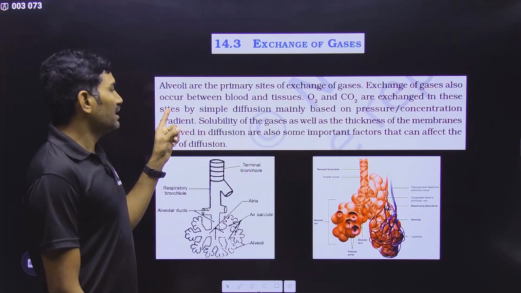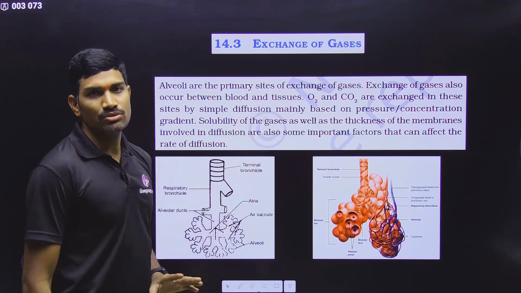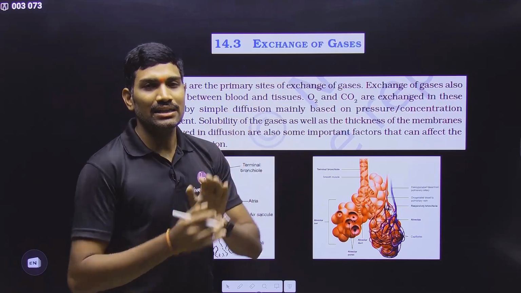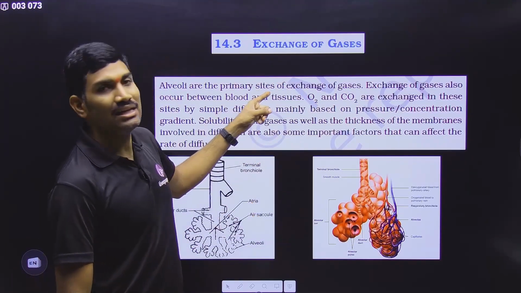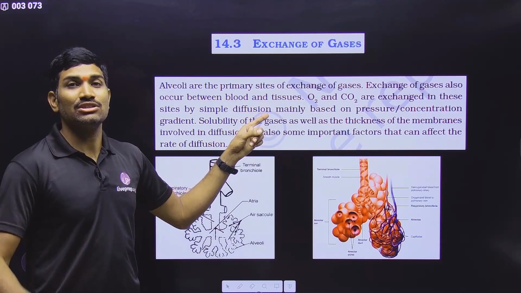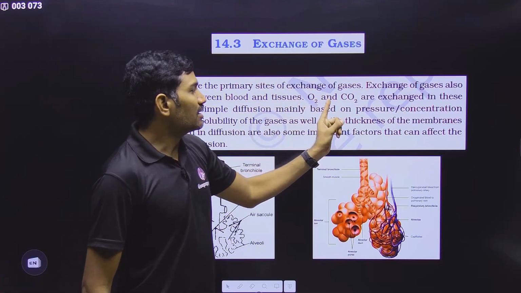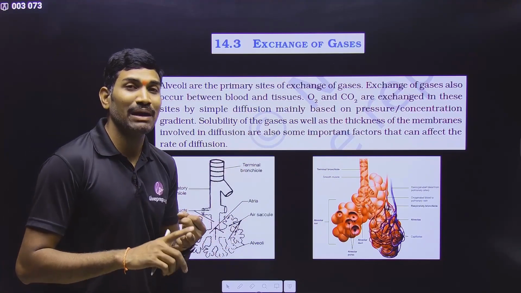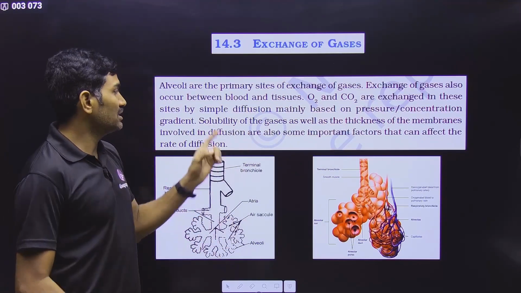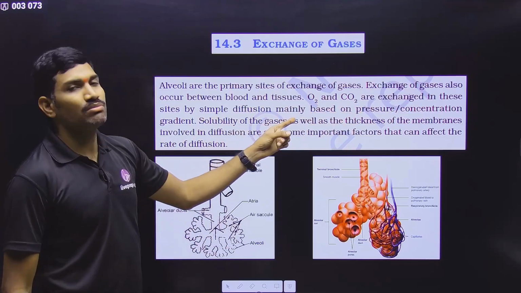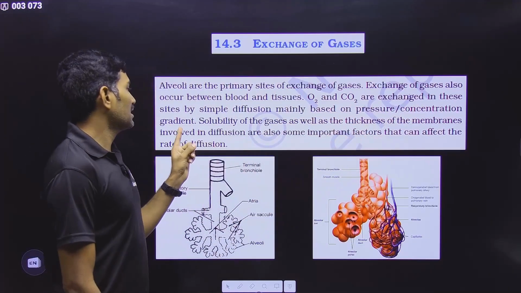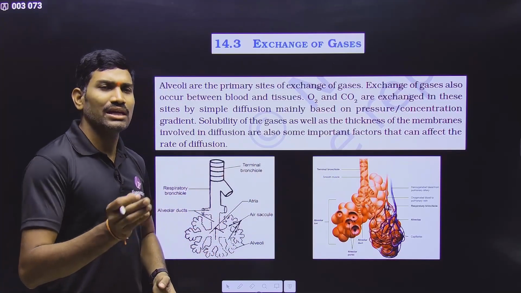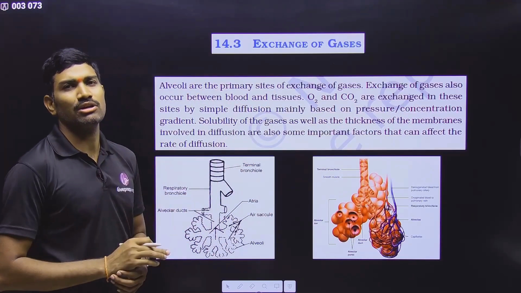Next one, exchange of gases also occurs between blood and the tissues. Exchange of gas is occurring at two locations. One is between the alveolus and the blood. The other one is blood and the tissues. So not just at the lungs, even at the tissues exchange of gases is taking place. Oxygen and CO2 are exchanged in these sites by simple diffusion. Simple diffusion is a passive process. It does not require energy. So please understand this. They are exchanged by simple diffusion, mainly based on pressure or concentration gradient. The major important factor is the pressure difference or the concentration gradient.